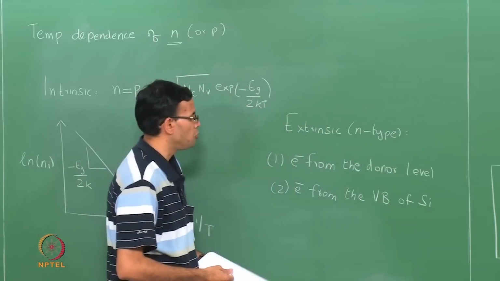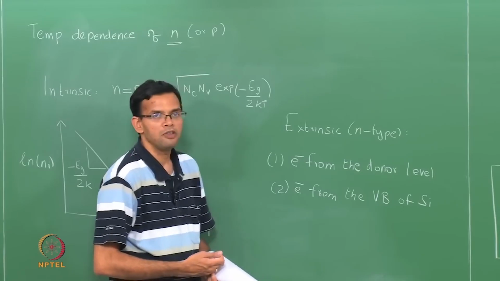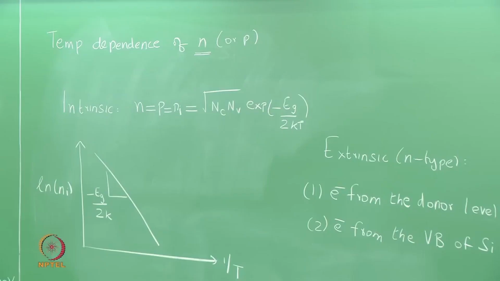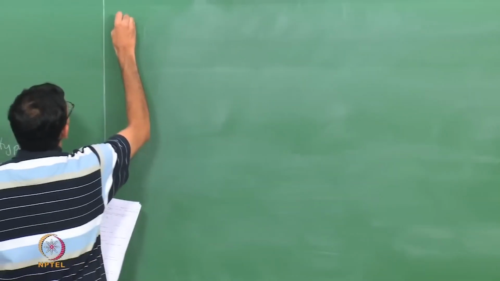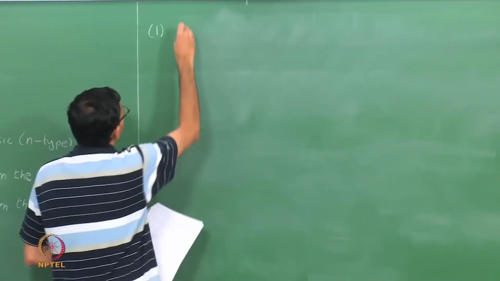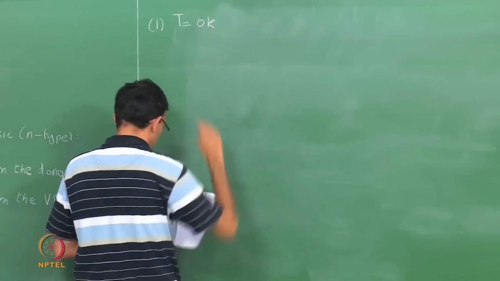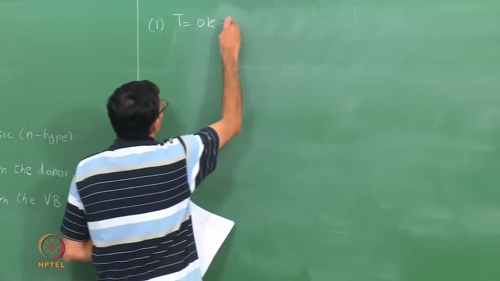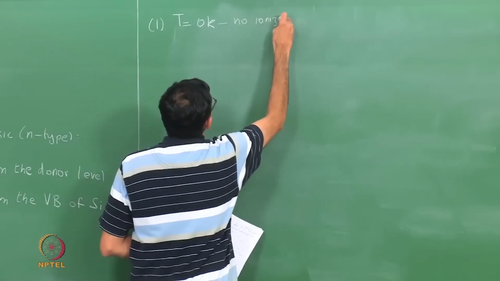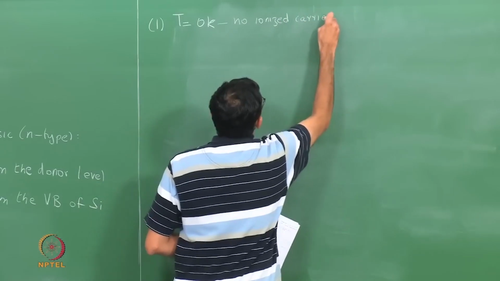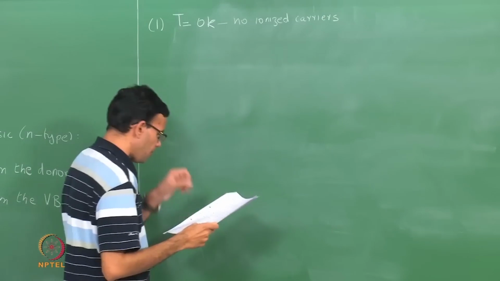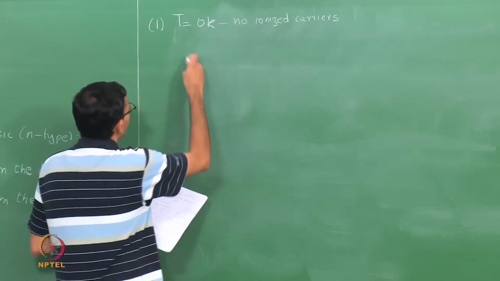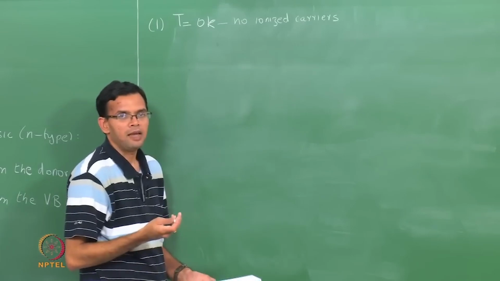Because you have these two sources, you have a different behavior for how the value of N changes with temperature. We are going to look at different regimes for that. So, the first case, let us look at a semiconductor at exactly 0 Kelvin. In this case you have an N type semiconductor at 0 Kelvin, there are no ionized carriers. You have a valence band that is full, and you have a conduction band that is empty, and you also have a donor level because it is N type, which is also full.